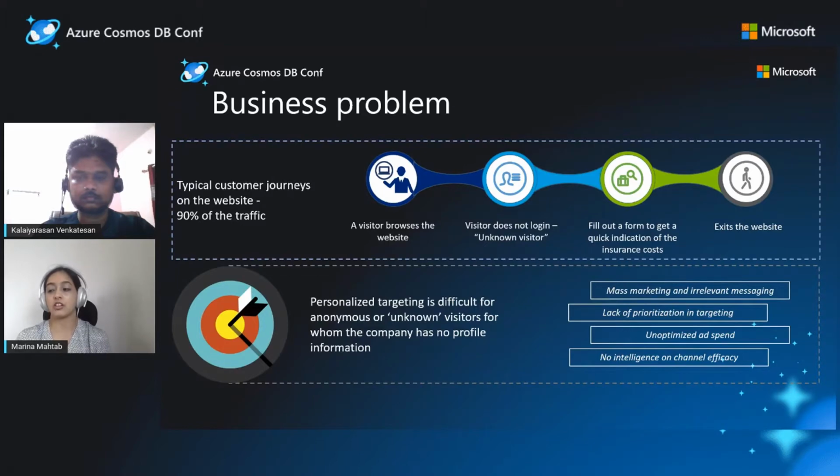Most of these anonymous visitors come to the website to get a quick indication of the insurance rate by filling out a form. This means that the insurance provider will only have a limited amount of information to personalize any campaign. This implies that prospects are often targeted with irrelevant messaging, and the insurance provider is unable to prioritize targeting or optimize the spend. Also, there is no intelligence on the right channel for the customer.